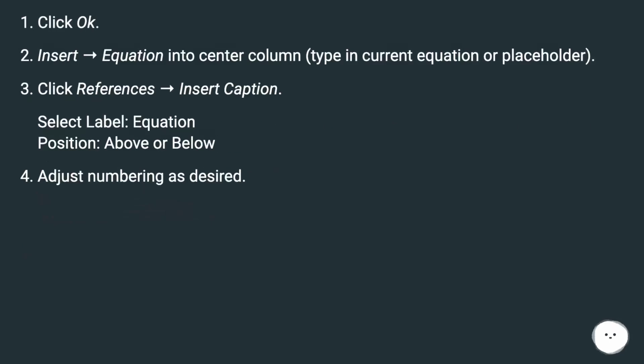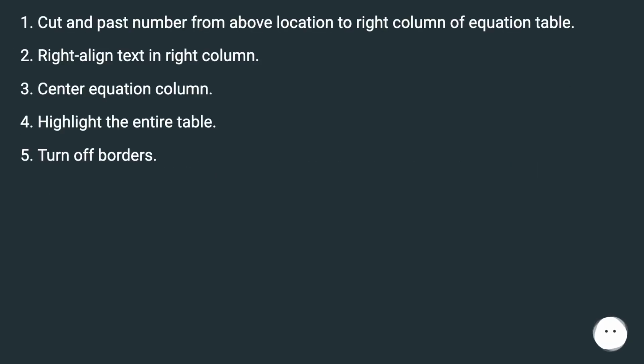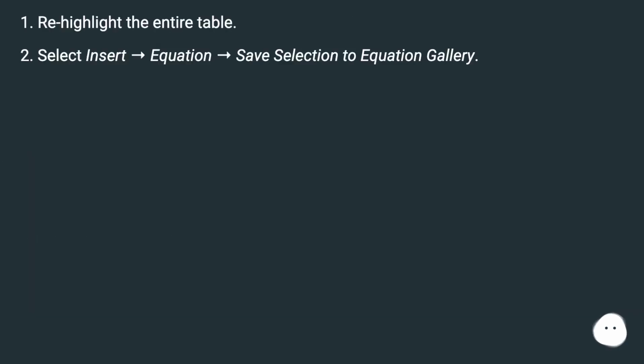Click OK. Insert equation into center column, type in current equation or placeholder. Click References, Insert Caption. Select label, Equation. Position, above or below. Adjust numbering as desired. Cut and paste number from above location to right column of equation table. Right align text in right column. Center equation column. Highlight the entire table. Turn off borders. Re-highlight the entire table. Select Insert Equation, Save Selection to Equation Gallery.